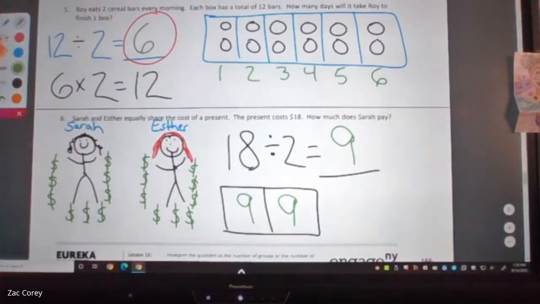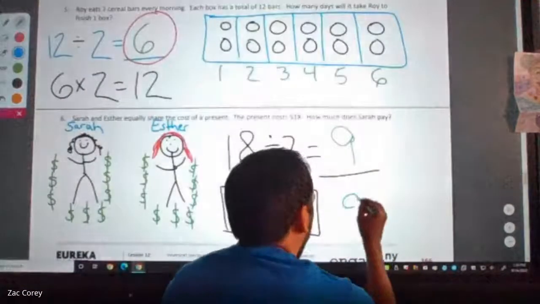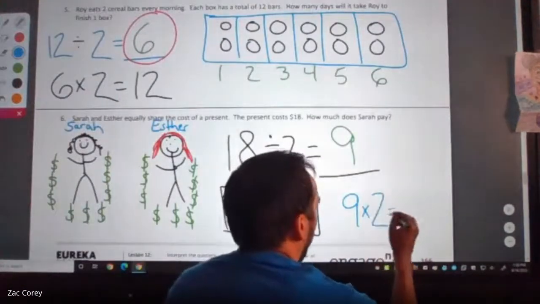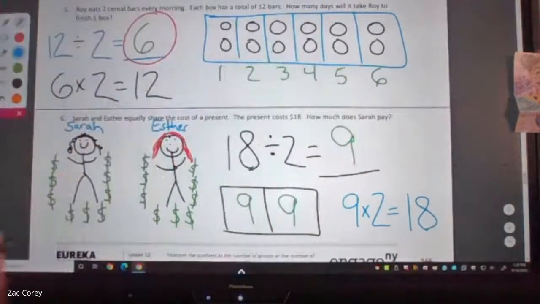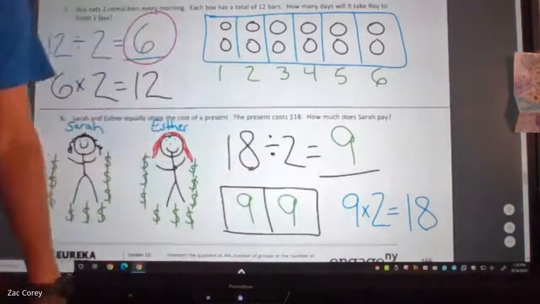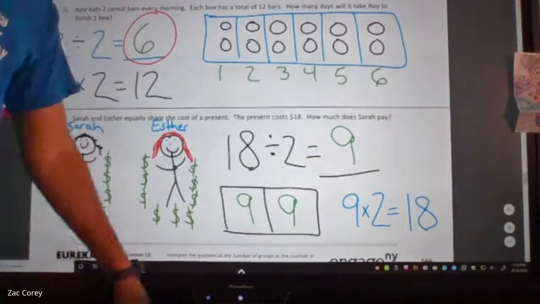And just one more thing we can do to double check is, does 9 times 2 equal 18? I think it does, right? Because if we do 9 2 times, 9 plus 9, that equals 18. So each girl is spending $9 in order to buy their friend an $18 gift.